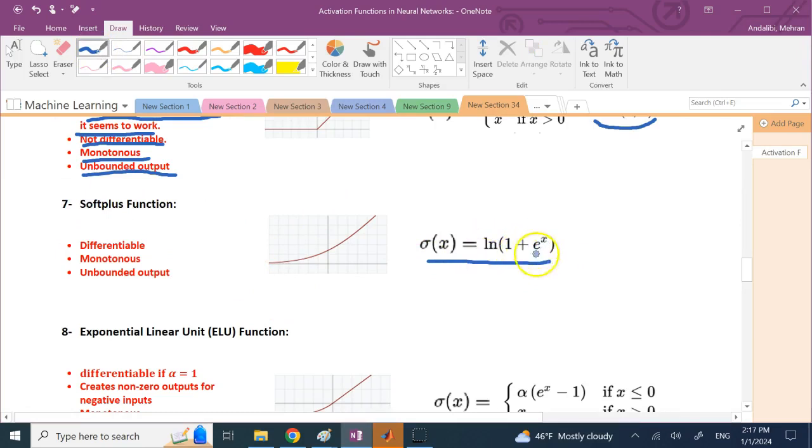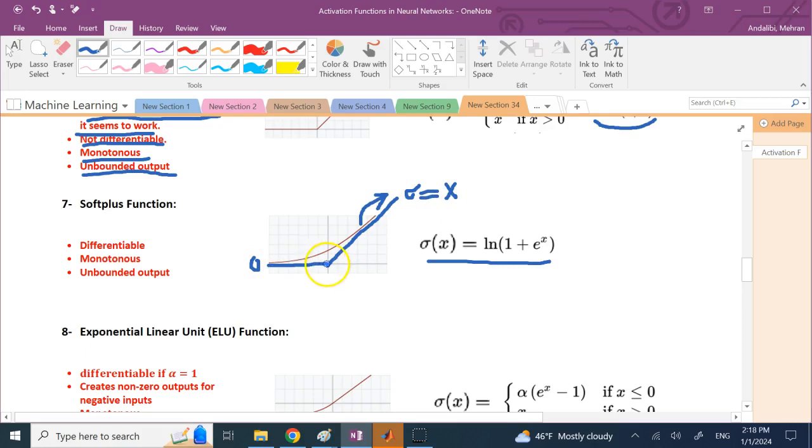Clearly, when x goes to negative infinity, this is the natural log of 1, which goes to 0. When x goes to positive infinity, then this 1 is negligible compared to the e to the x, so it's just going to be e to the x, and the natural log of e to the x is going to be like x. So this function will converge to y equals x, or sigma, let's call it sigma. It is going to converge to this ReLU function.